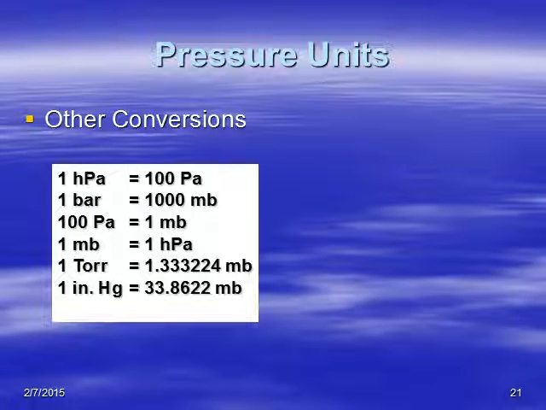There's a few other conversions. As I mentioned, 1 hectopascal is equal to 100 pascals. And then 100 pascals is equal to 1 millibar. That's something that's very common or very familiar.